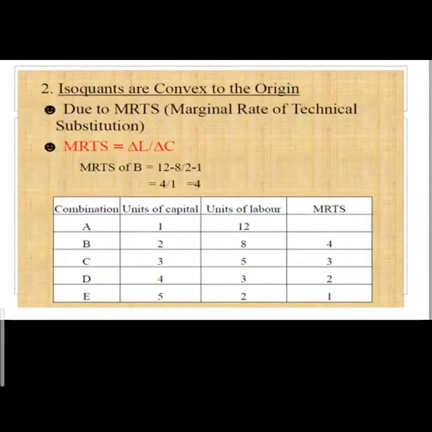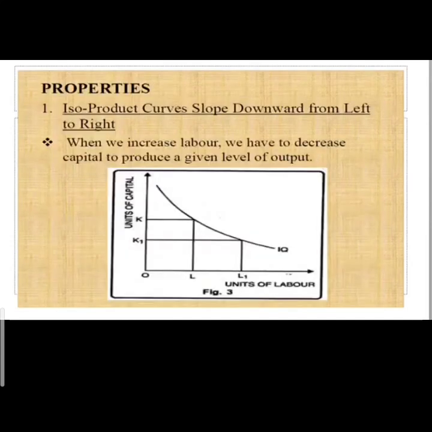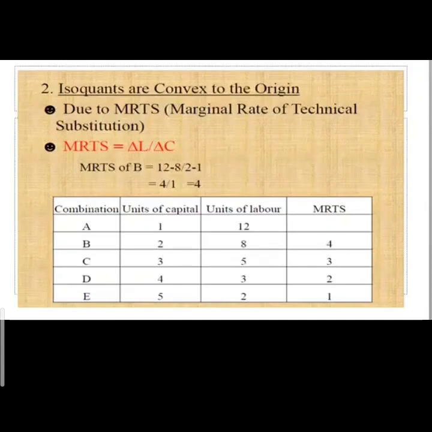Isoquants are convex to the origin. From the previous diagram we can see that this is convex to the origin. This is also due to the law of marginal rate of substitution or the substitution effect. We can see from the given table at points A, B, C, D, E: 1 labor, 12 capital; 2 labor, 8 capital; 3 labor, 5 capital; 4 labor, 3 capital; 5 labor, 2 capital. But what is the marginal rate of substitution? At every point we are sacrificing or substituting one factor: 4, 3, 2, 1.